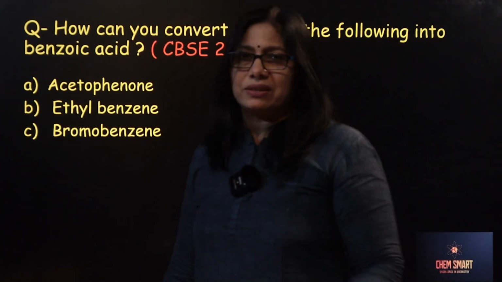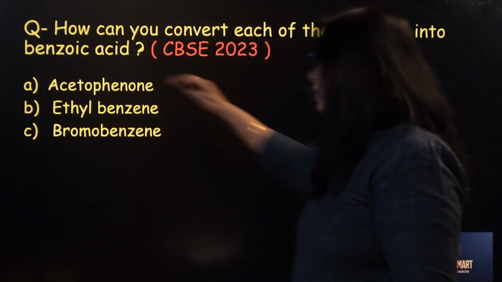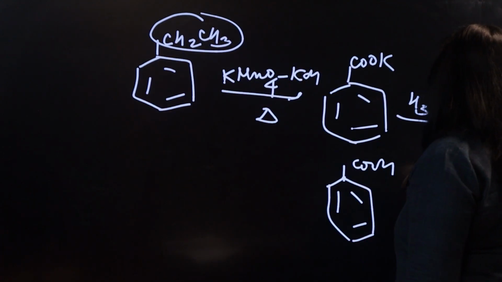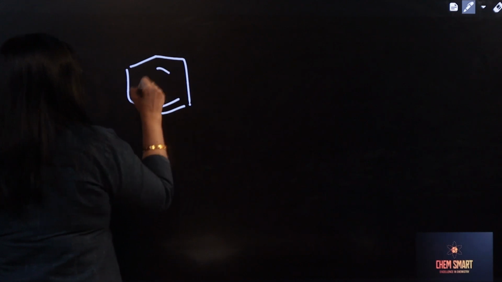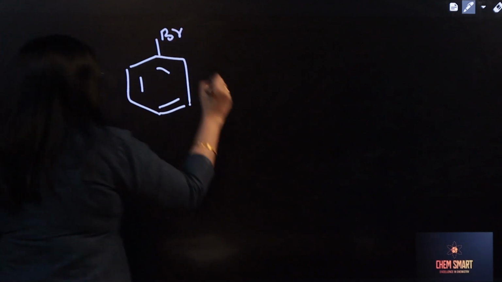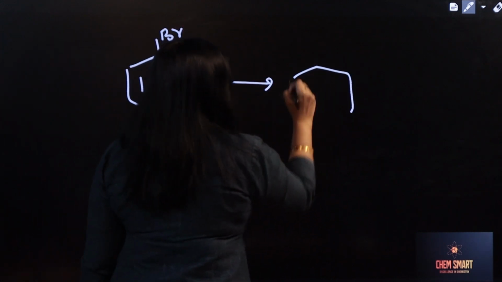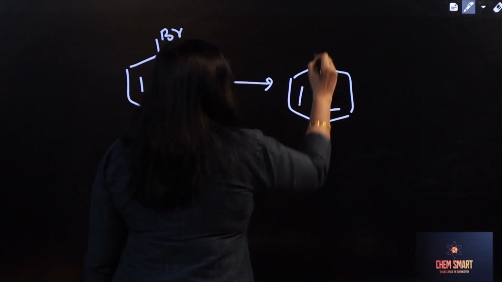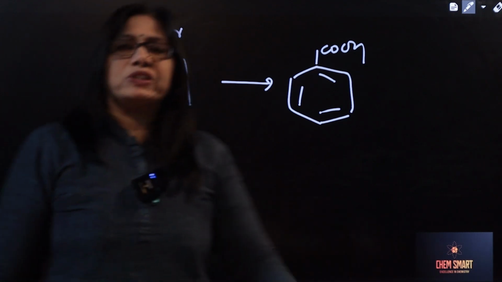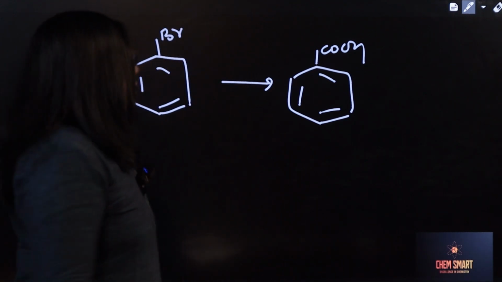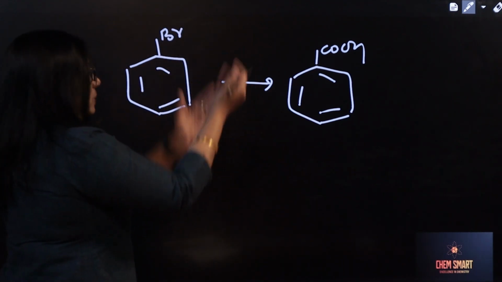Bromobenzene to benzoic acid. That is different from the previous two. So let's see how to do it. Bromobenzene to benzoic acid. Here you have to think, it is also an application question only, but let's see what's the application. Bromobenzene, you have to convert into benzoic acid. It is not side chain oxidation.